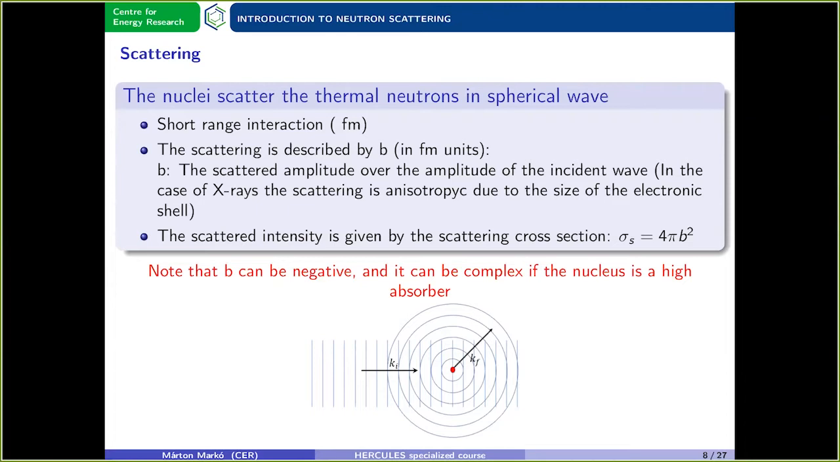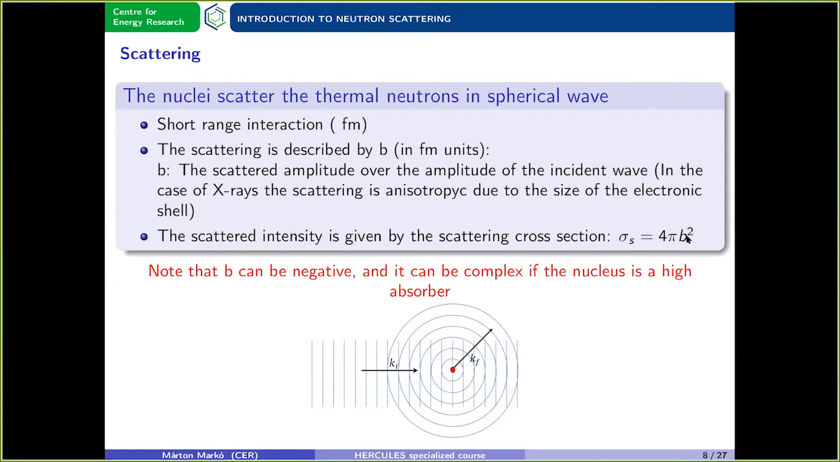So now if we are speaking about B, then we are not speaking about intensity, we are speaking about wave function, the wave of the neutron, actually the scattered wave of the neutron. In the case of X-rays, as I told, B is not just a number, it's a B theta, where theta is the scattering angle, so it's highly scattering angle dependent. And the scattered intensity is given by the scattering cross-section, which is just 4 pi times B square.